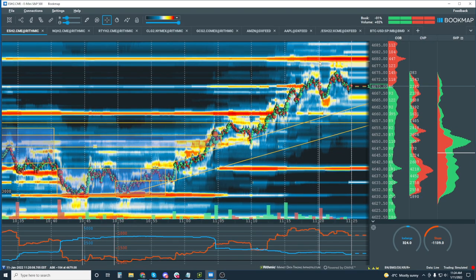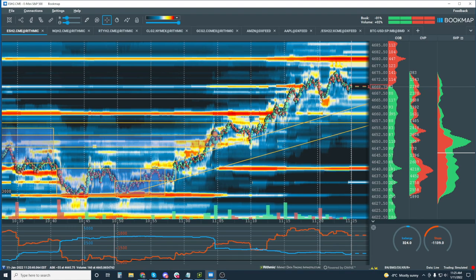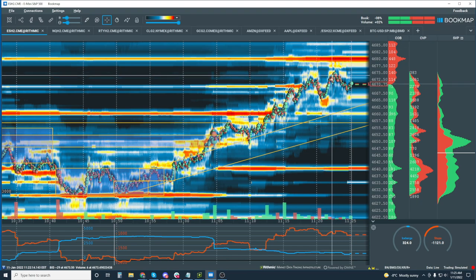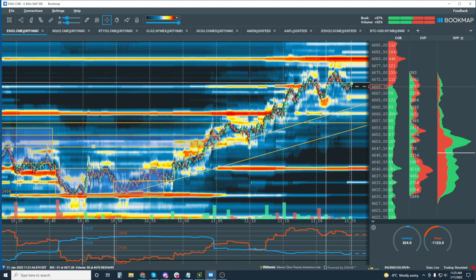So still looking for 80 if we can get up there. It's still a pretty strong move, but it's starting to wane a little bit. I mean, it's still, you know, still buyers coming in. Now we're starting to see some sellers up here as well. We'll probably get some back and forth.